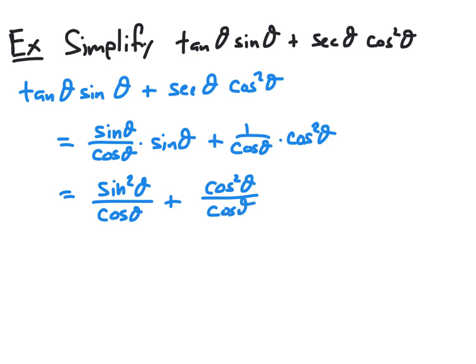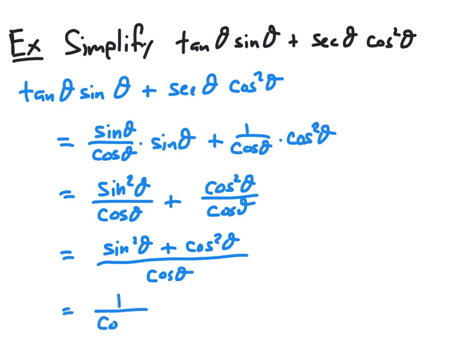And despite the fact that that is not simplified, it actually is helpful because we have this common denominator, and so we can actually add these expressions together. And so what we have is sine squared theta plus cosine squared theta all over cosine theta. And the numerator here we know is 1, and so we obtain 1 over cosine theta, which is equal to secant theta. And so our expression that we started with, tangent theta sine theta plus secant theta cosine squared theta, simplifies to the secant of theta.